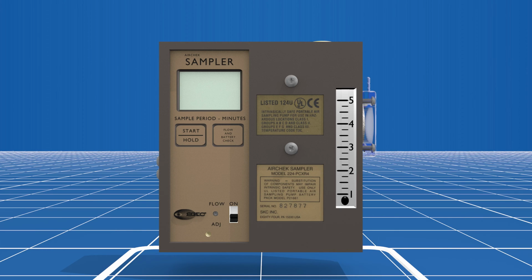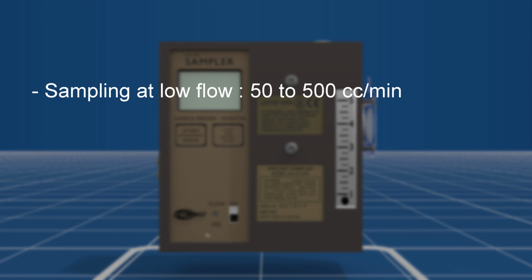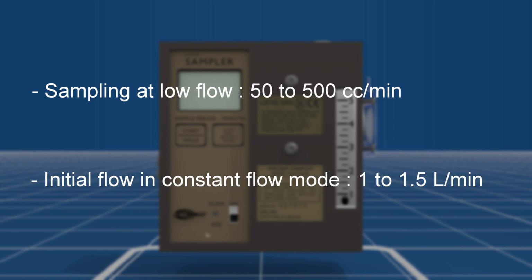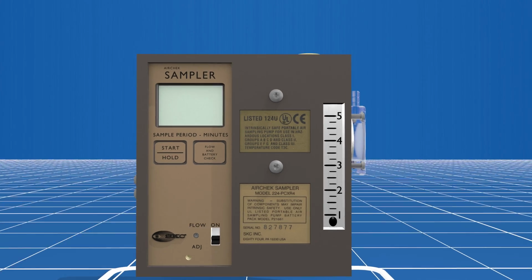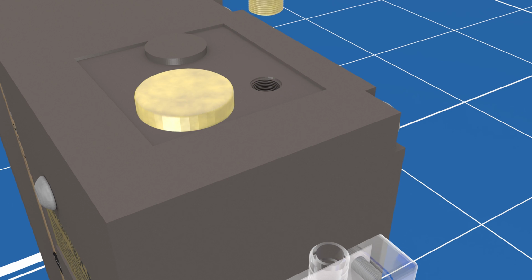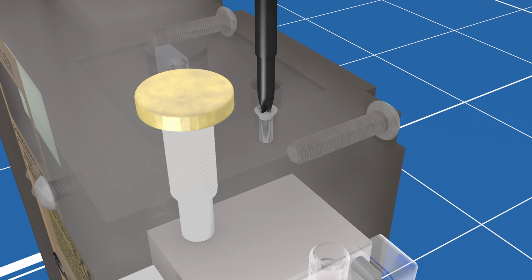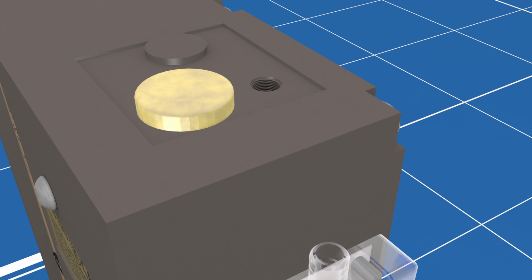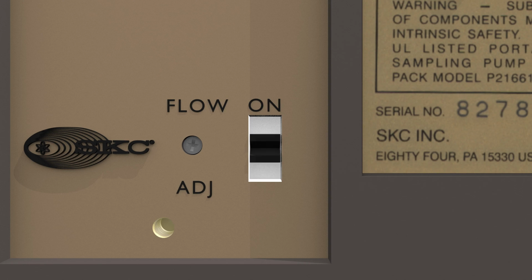Operation at low flow and constant pressure. The constant pressure mode allows sampling at low flow, that is 50 to 500 cc per minute. To do this, the pump requires an initial flow of 1 to 1.5 liters per minute in constant flow mode. To put the pump in constant flow mode, remove the cap screw covering the flow regulator. Check that the flow regulator screw is completely tightened. Start the pump by pushing the switch to on.